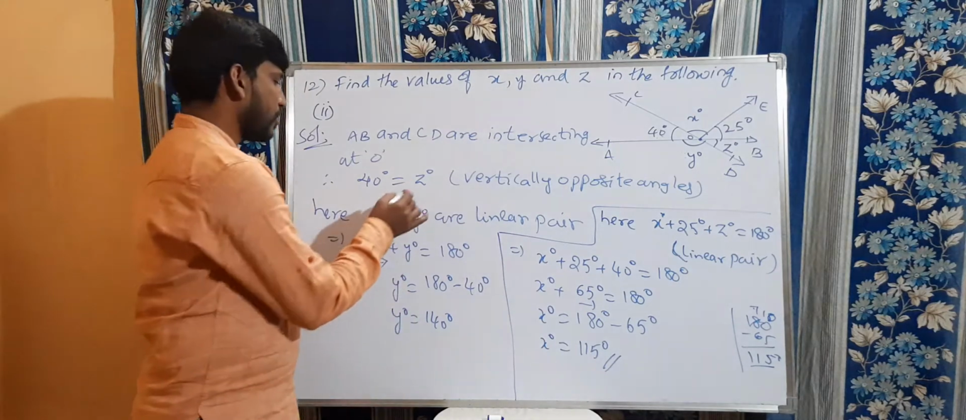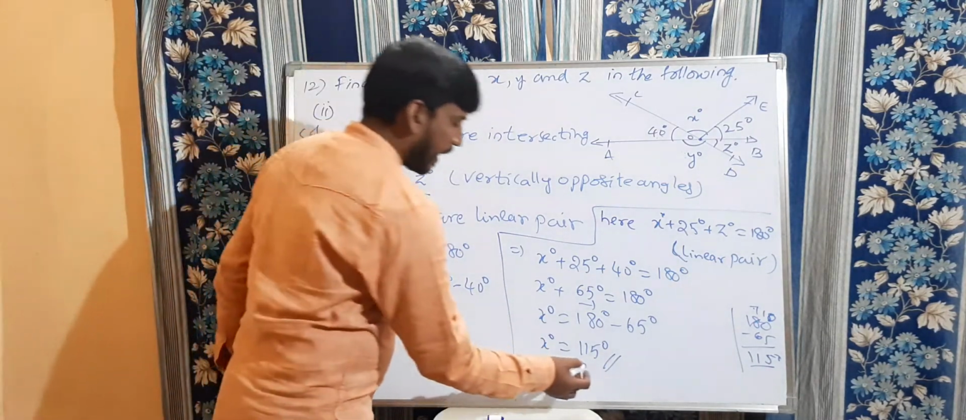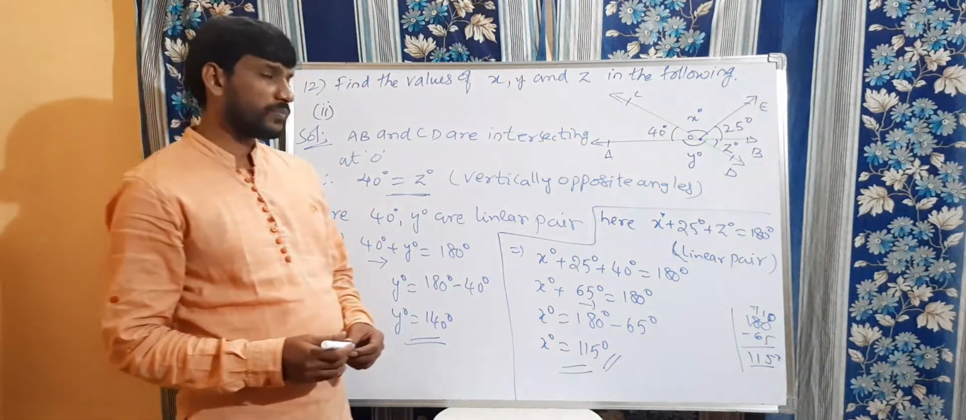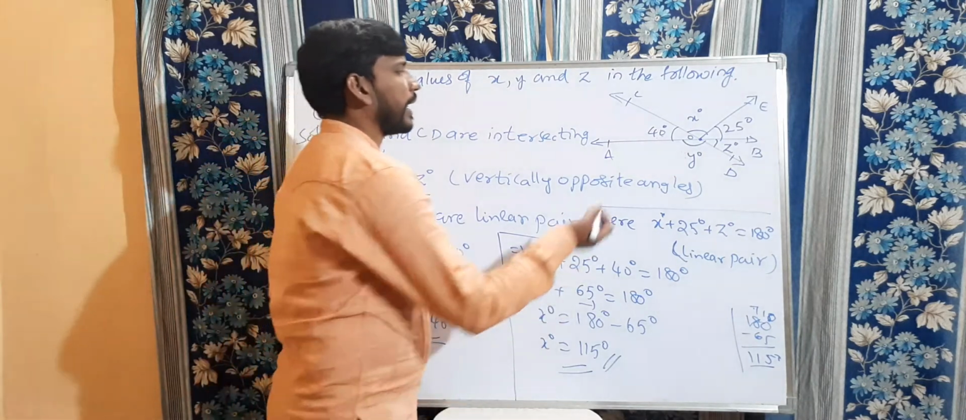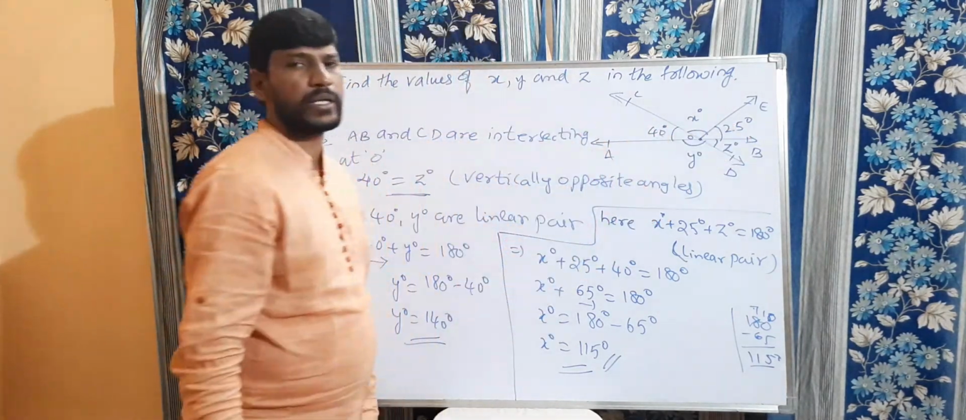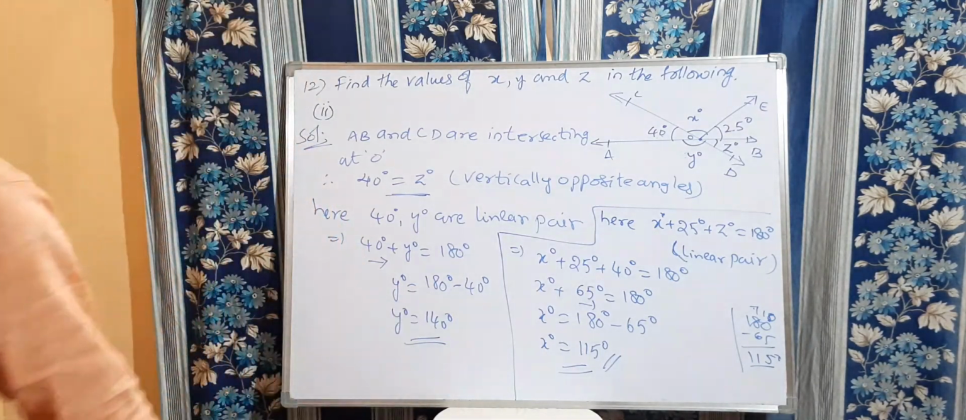Clear, children? So Z is equal to 40 degrees, Y is equal to 140 degrees and X is equal to 115 degrees. Is it clear? Or you can take 40, X and 25. The sum of these three will also become 180 degrees. Please copy this.